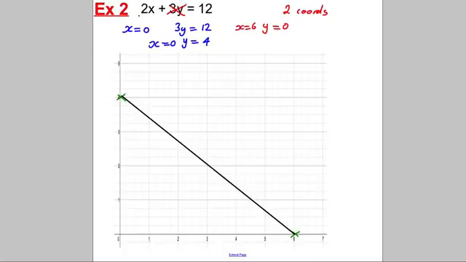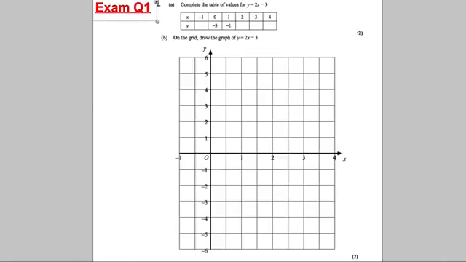So let's have a go at a few exam questions. Each time, pause the video, try it yourself, and then mark it against mine. So in 5 seconds, I'll go through this one. Pause.